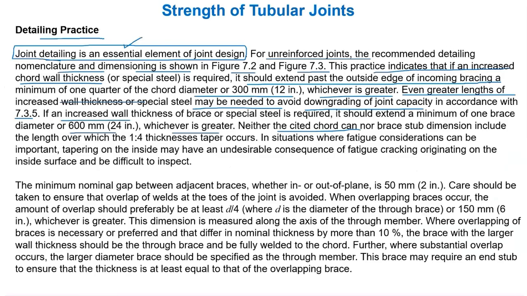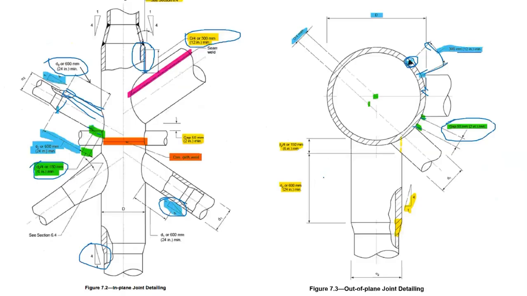Neither the stub chord can nor the brace stub dimensions include the length over which the 1:4 thickness taper occurs. It means, see, whenever we say this is the stub thickness, the transition should come after that. Minimum 600 is the higher thickness. After that only the transition should come. Here also, minimum 300 means the higher thickness should come 300, and after that only the transition should go. Here also the same way, wherever we need higher thickness, we have to put higher thickness. That 600 we are saying, right? That 600 does not include this transition. That's what they mean here.